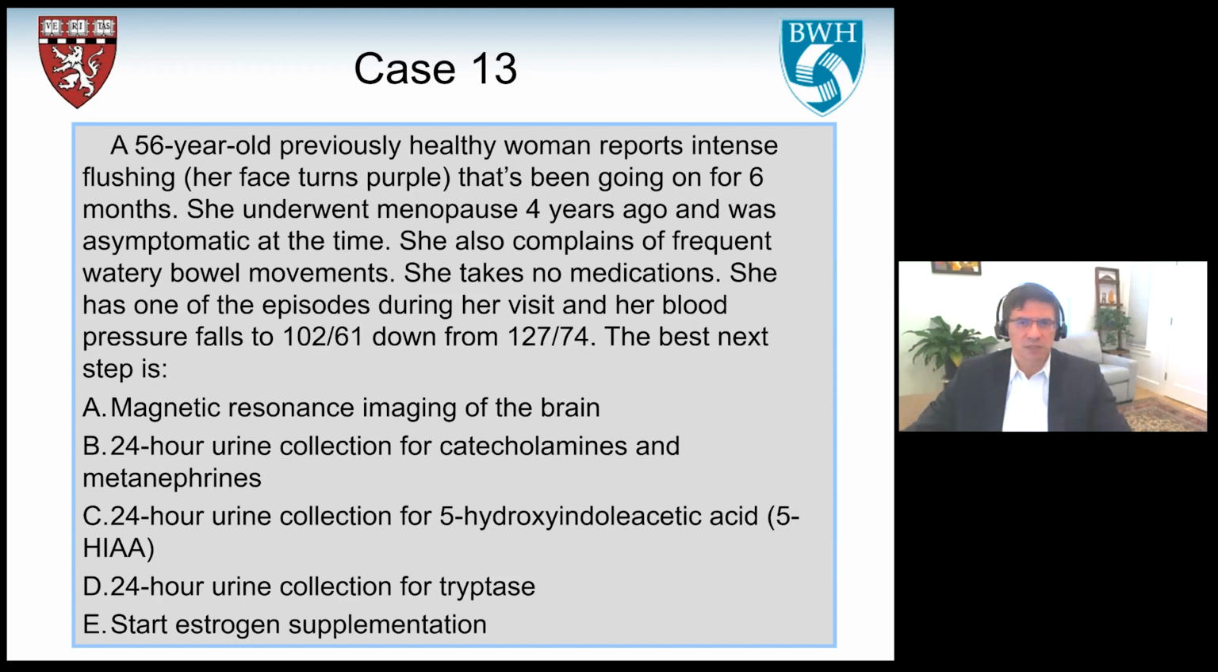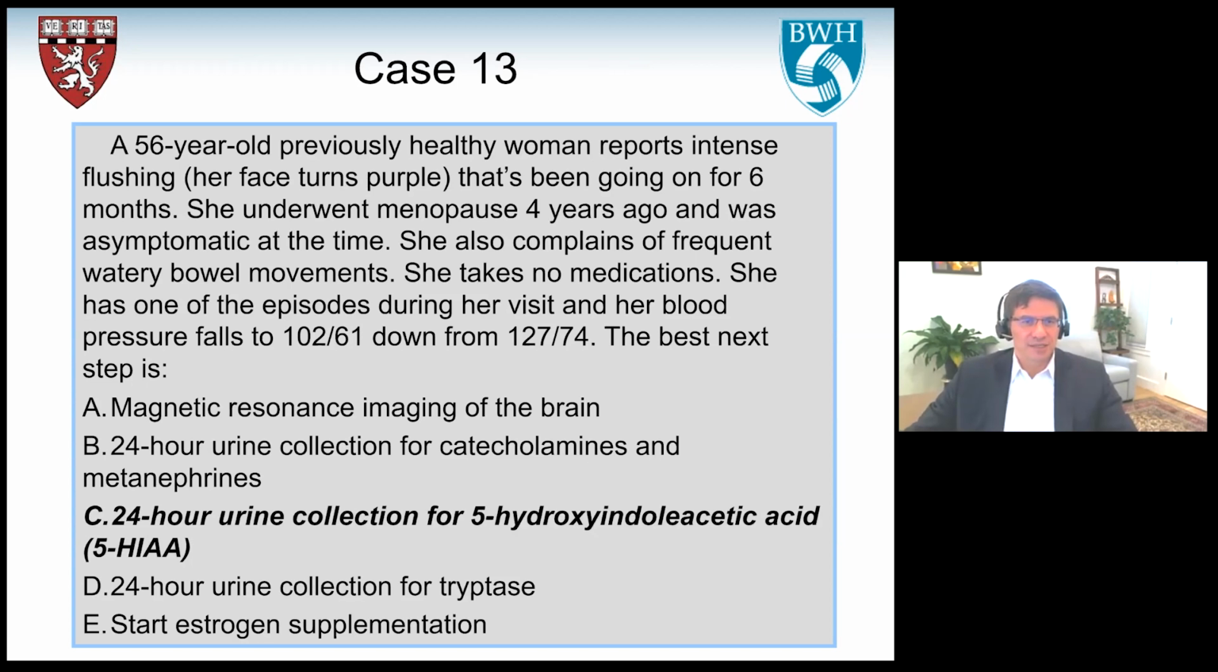down from 127/74. The best next step is A, magnetic resonance imaging of the brain, B, 24-hour urine collection for catecholamines and metanephrines, C, 24-hour urine collection for 5-hydroxyindoleacetic acid or 5-HIAA, D, 24-hour urine collection for tryptase, or E, start estrogen supplementation.